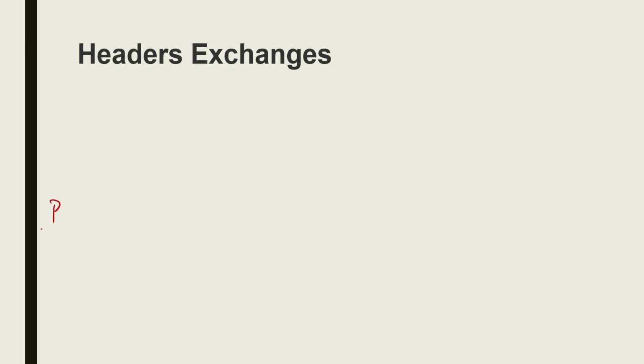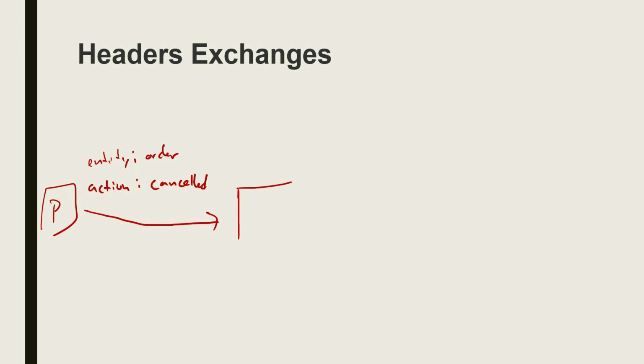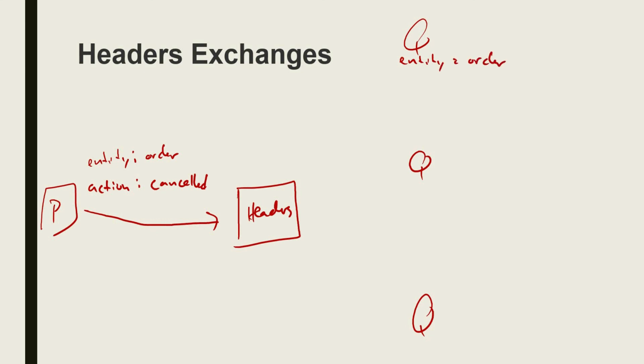We have the publisher right here, and let's say inside the headers we have something called entity, and it's going to be order, and then we have another header called action, and it's going to be canceled. These are the headers that were sent in, and this is going to be sent to the headers exchange. Let's say that we have three different queues, and these queues are bound to rules that say entity equals order, action equals canceled, and x-match equals all.